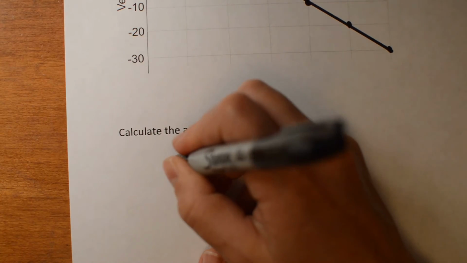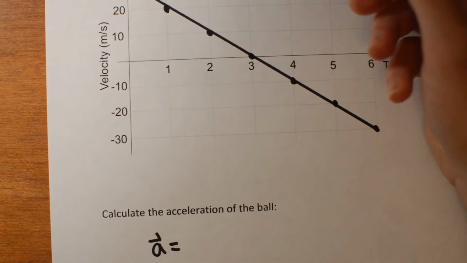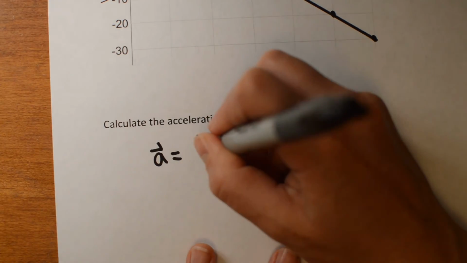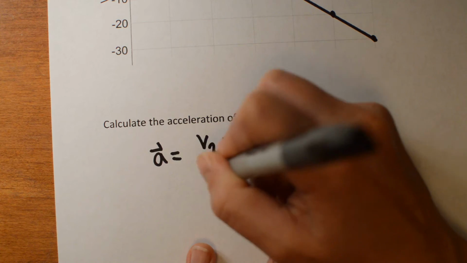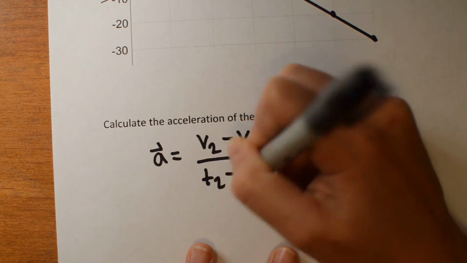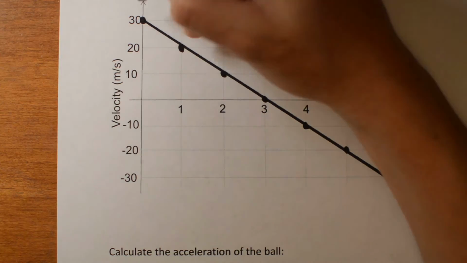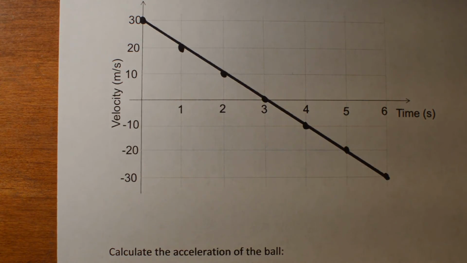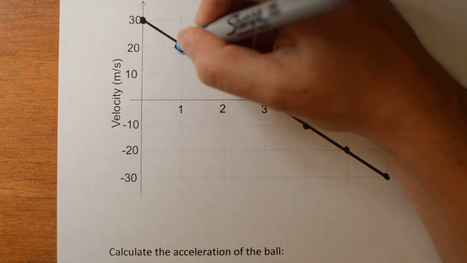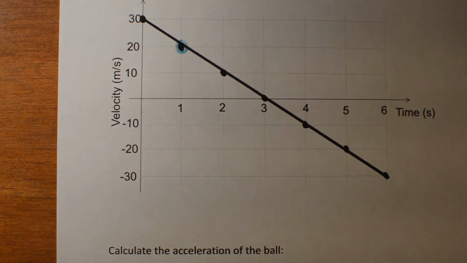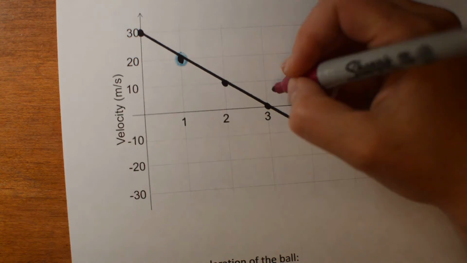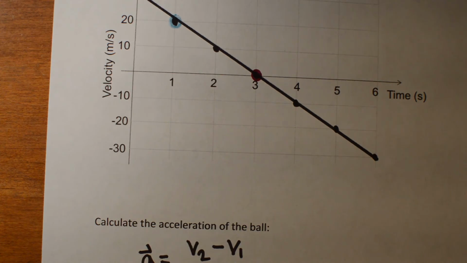My next job is to make the acceleration time graph. So that means I need to find the acceleration of the ball. So acceleration is actually just the slope of a velocity time graph. So it's going to be the v2 minus v1 over t2 minus t1. And I get to pick any 2 points that I want on this graph. Maybe I'll just do them in color. Maybe I'll pick this one here. Looks like a nice one. And maybe this one here. It really doesn't matter what you choose.